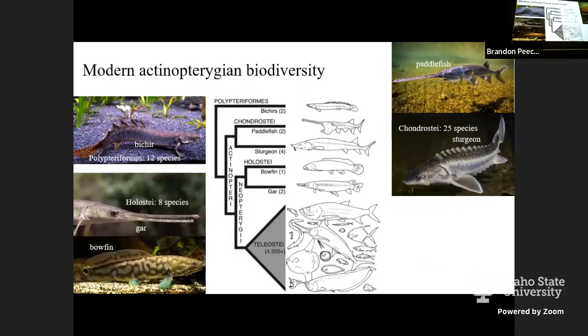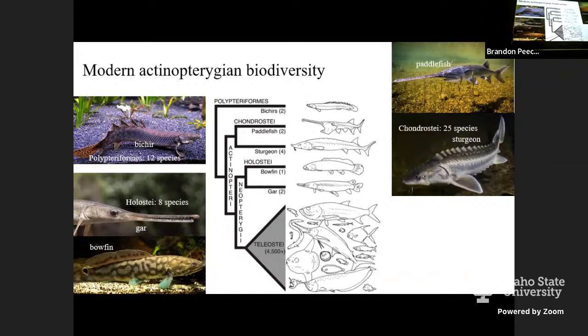A couple species of these fishes called gar. These are freshwater predators with really long snouts full of teeth. They sit and wait and grab stuff. There's a couple species of this fish called bowfin that are only alive anymore in America, but their fossil record goes back really far.